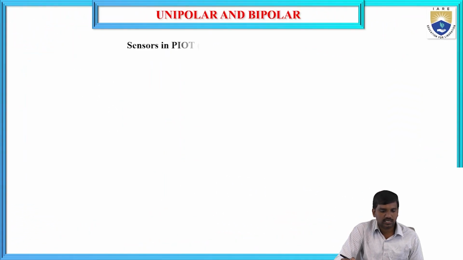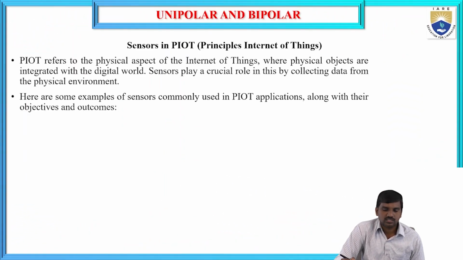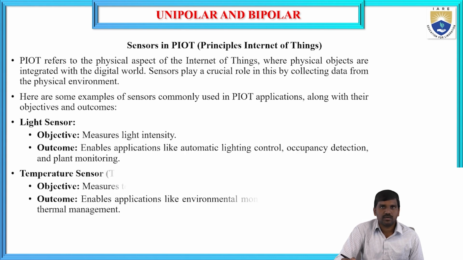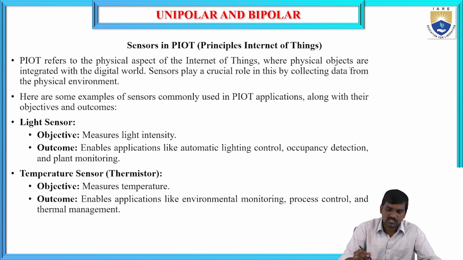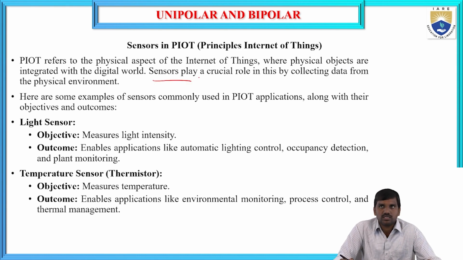Next, we move into sensors in IoT. Here it refers to the physical aspect of the Internet of Things, where physical objects are integrated with the digital world. Sensors play a crucial role in this by collecting data from the physical environment, as we already know. Here are some examples of sensors commonly used in IoT: light sensors and temperature sensors.